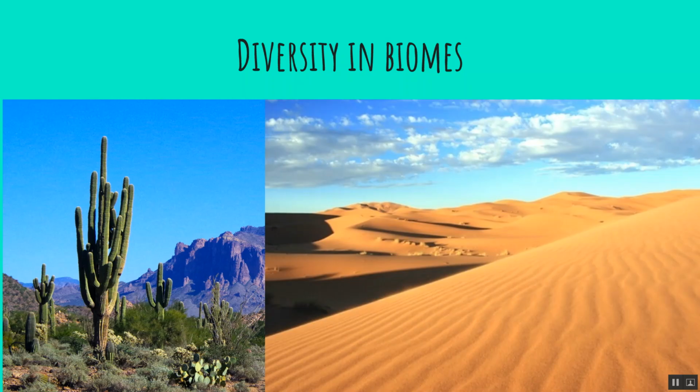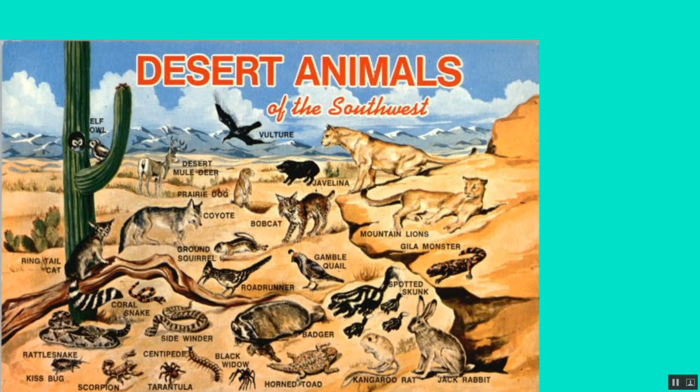So even in biomes, there's a lot of variety or diversity differences. So the animals here, again, they're both adapted for hot weather, but they are going to be different types of animals. So we have desert animals to the southwest. This is what we'll find here. Mountain lions, Gila monsters, skunks. So all of these animals are adapted for hot weather.